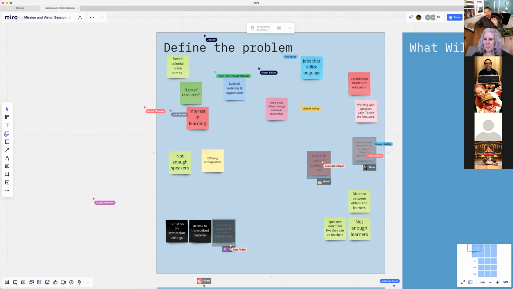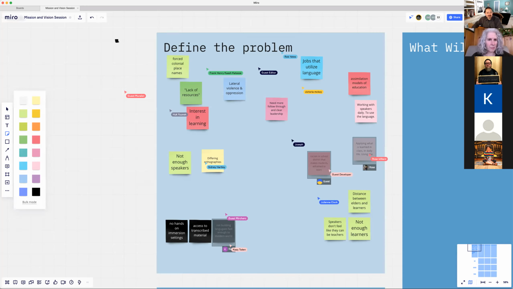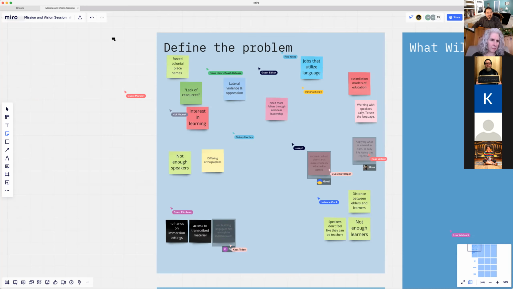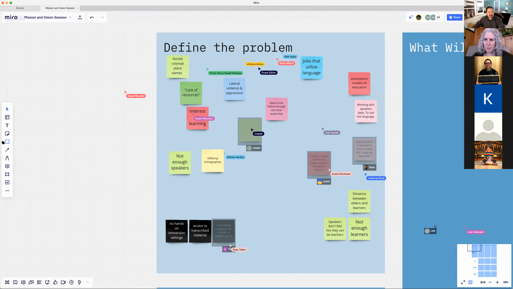Let's say, what's your target? I think there are about 25,000 Tlingit people, so I would like to have 5,000 Tlingit speakers. What do you think that target is? I'll put these over on the side. Maybe I'll just make a whole new little thing over here.